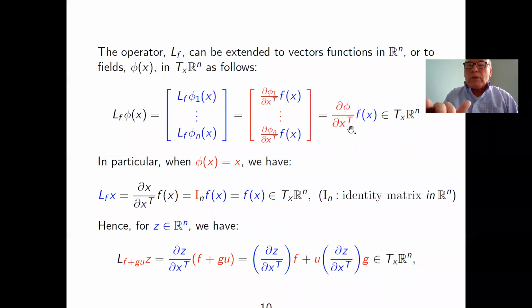Notationally, we prefer to put x transpose here because each one of these elements is generating a row vector multiplied by a column vector. So the product is a scalar. But since each one of these is a row vector, this is a collection of row vectors acting on the same vector field F. So this is a matrix.